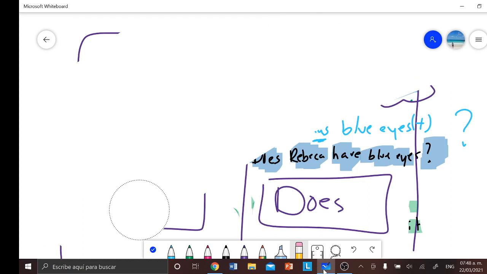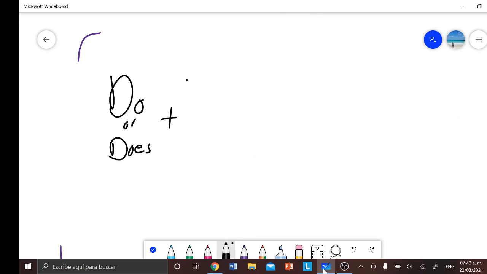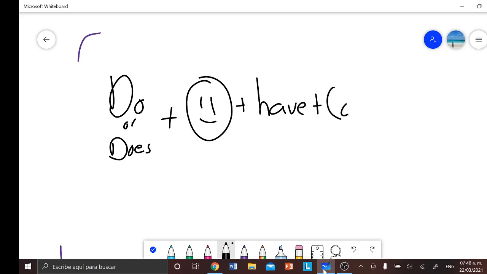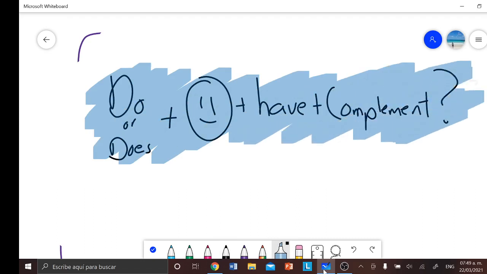Basically, what are we saying? ¿Qué es lo que estamos diciendo? Pretty much our structure is always going to be with the auxiliary do or the auxiliary does. Then we always have to use have. Then we have to use the subject, and then after that we always use the word have, and then we just write our complement and we close it with the question mark. Okay, as simple as that. This one is the structure that we have to use to make a simple question, pero es una pregunta simple.